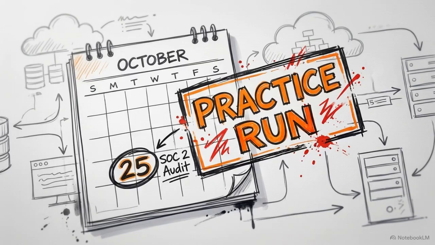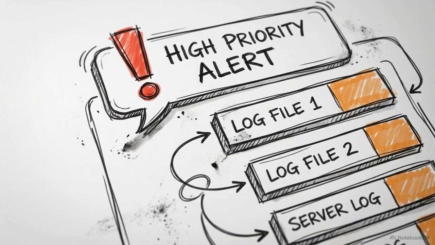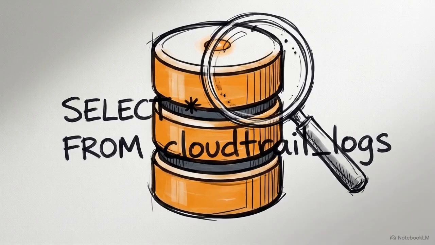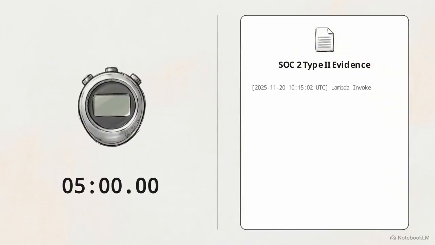Before the official SOC 2 window opens, you must execute an internal mock audit. This tests the integrity of the evidence pipeline you just built. Simulate a high-stress request from an auditor. For example, pinpoint exactly which user altered the IAM permissions on a production database last Tuesday. To answer this, use AWS Athena to query your CloudTrail logs or pull the specific control report directly from Audit Manager. Athena is an interactive query service that allows you to analyze data directly in Amazon S3 using standard SQL syntax. Your benchmark for this test is speed and accuracy.